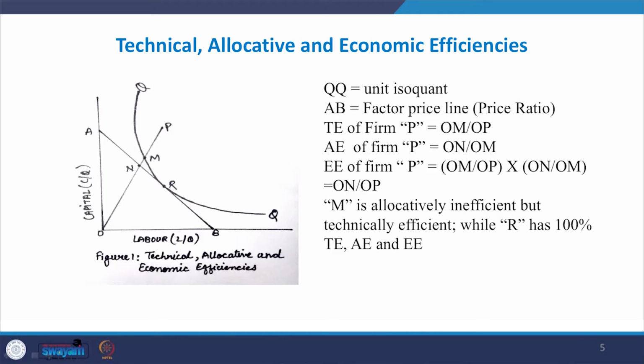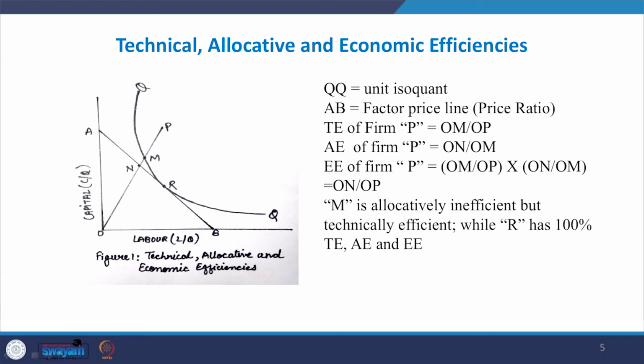So, now related to P, the P is not only technically inefficient, but it is also allocatively inefficient, and allocative inefficiency is ON divided by OM. Now, multiply both, then you will get OM divided by OP multiplied by ON divided by OM. So, economic efficiency is ON divided by OP. So, ON divided by OP is the economic efficiency of point P.